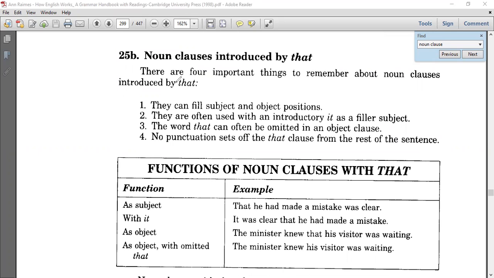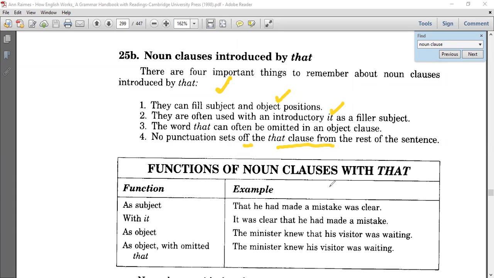There are 4 important things to remember about noun clauses introduced by that. What are they? They can fill subject and object positions. They're often used with an introductory it. The word that can often be omitted in an object clause. No punctuation sets off a that clause from the rest of the sentence. So that means you don't have to use any punctuation here.